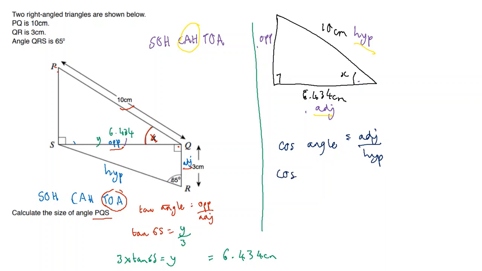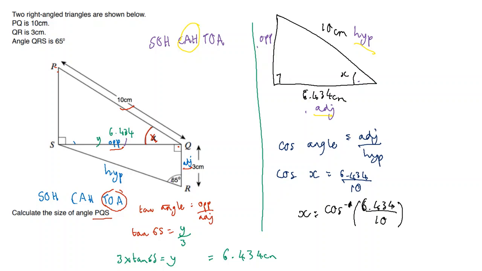We then substitute in the question. So instead of cos angle, we write cos x equals 6.434 over 10. Now that's cos of x. We don't want cos of x. We need to do the inverse of cos. Think back to yesterday. So the inverse of cos is cos to the minus 1. So we write x equals cos to the minus 1 bracket 6.434 over 10, like that.